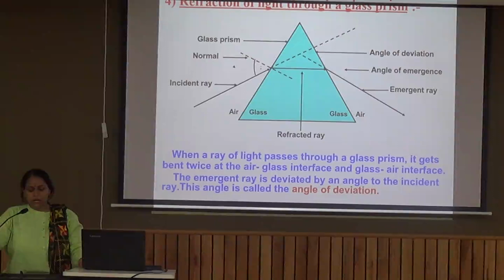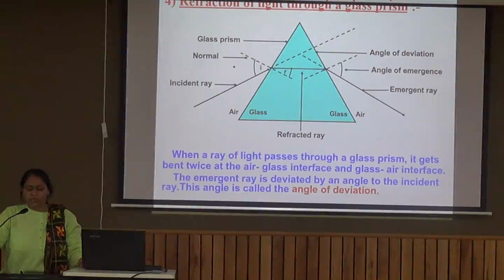Now you can see the incident ray is making an angle with the normal, that is called the angle of incidence. The emergent ray is making an angle with the normal, that is called the angle of emergence.